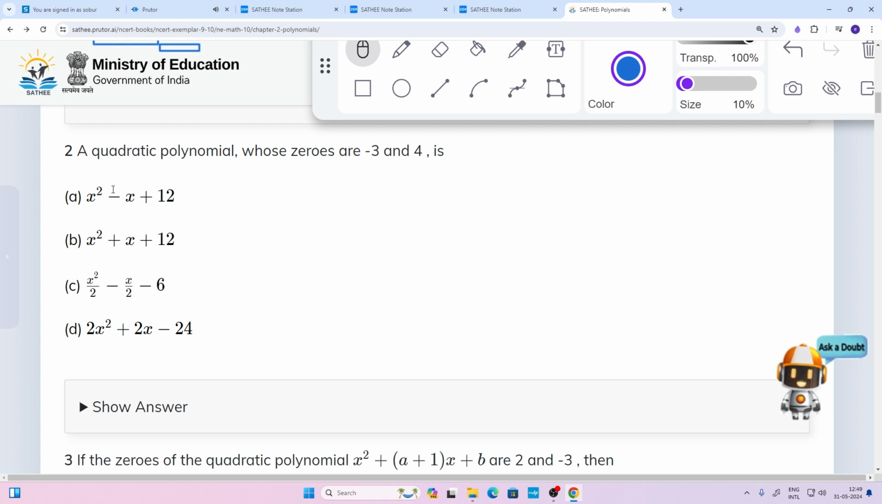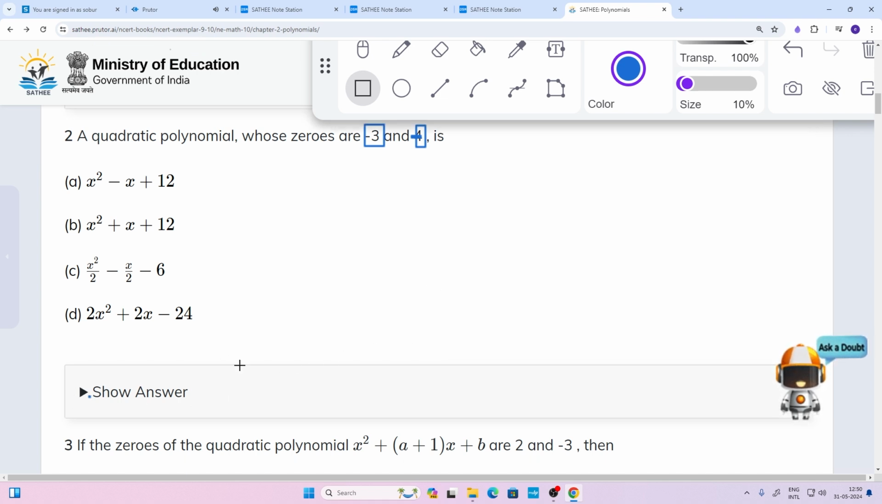Now let us move to question number 2. In this example we are given a quadratic polynomial whose zeros are minus 3 and 4. Here we are given this information: the zeros of this quadratic polynomial are minus 3 and 4. Now we have to find that quadratic polynomial. So let's solve this problem.